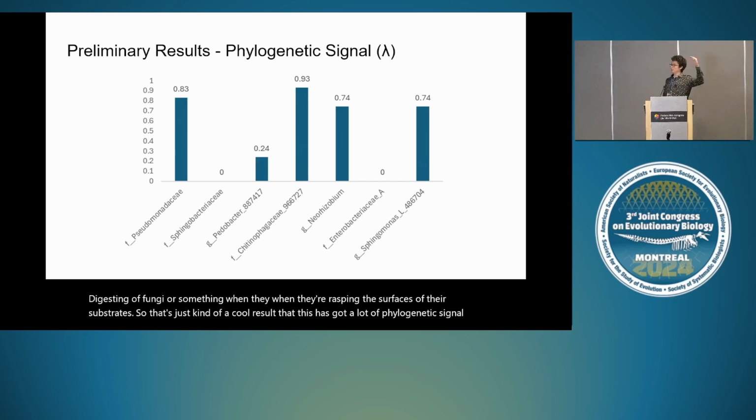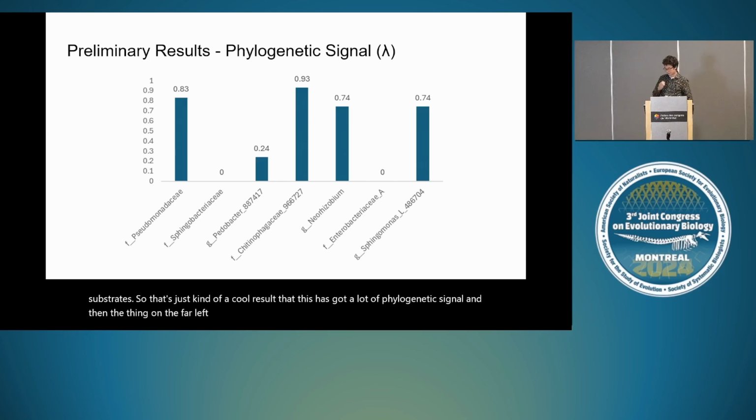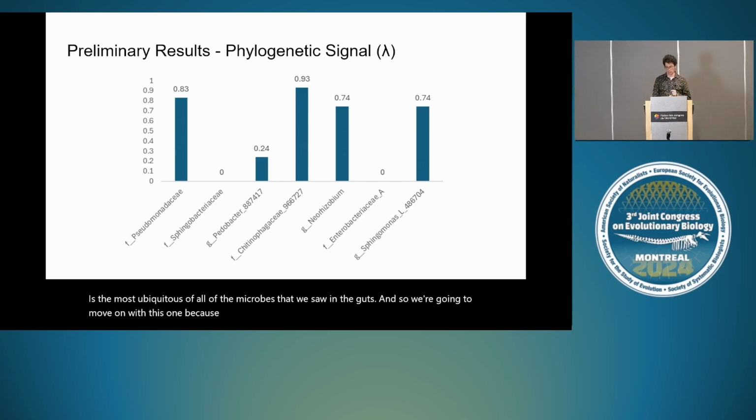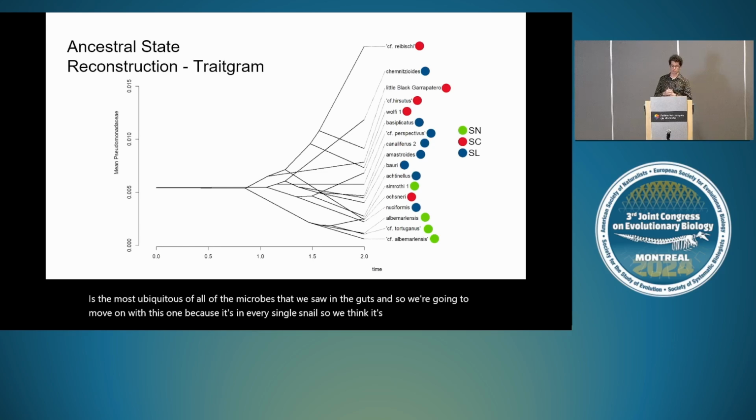And then the thing on the far left is Pseudomonadaceae. This is the most ubiquitous of all of the microbes that we saw in the guts. And so we're going to move on with this one because it's in every single snail, so we think it's probably a core microbe. Okay, so we did some ancestral state reconstruction.